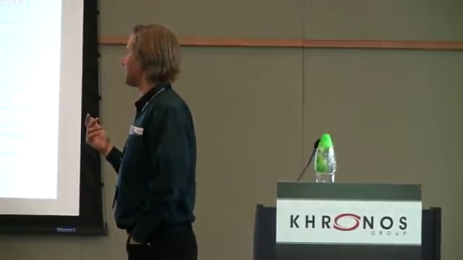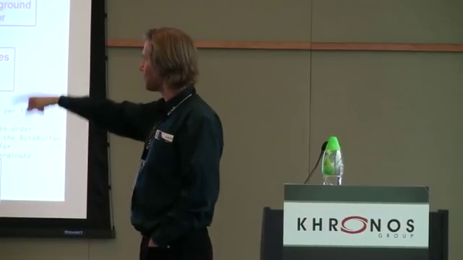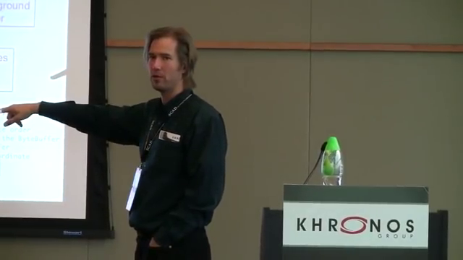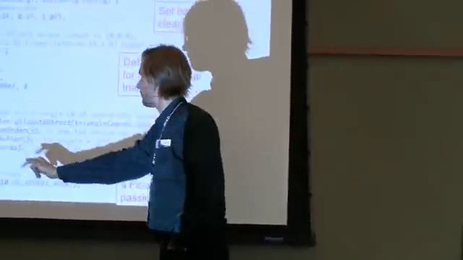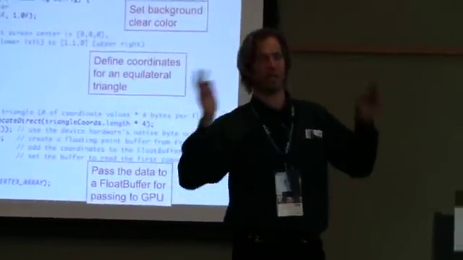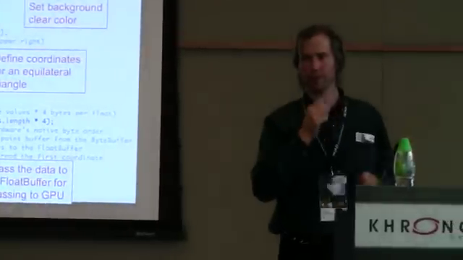So we have the background clear color that we already have. Then let's define coordinates for an equilateral triangle. Let's just put them into an array. And then because we have to pass this, this is Java code, it's not C code. And Java doesn't understand pointers the way C does, so we need to package it inside this float buffer, and then we can pass the float buffer as if we pass pointers in C. So that's the container for the data.